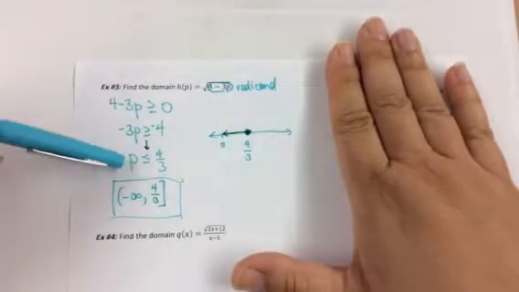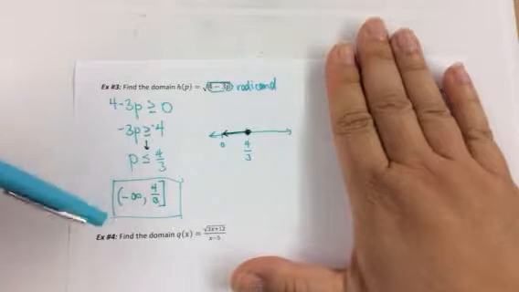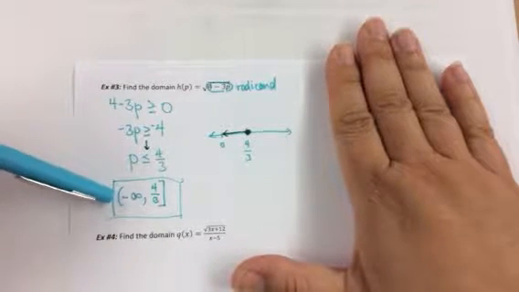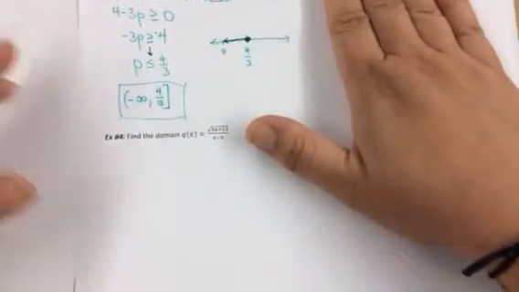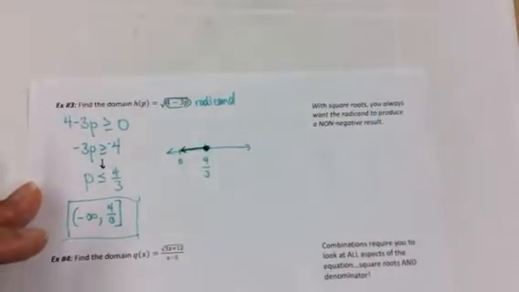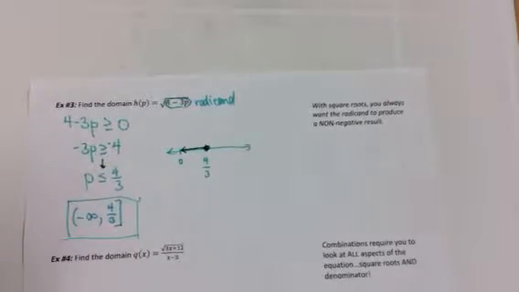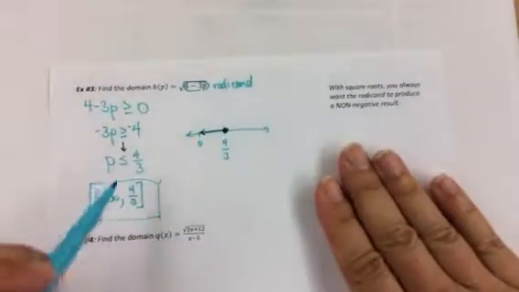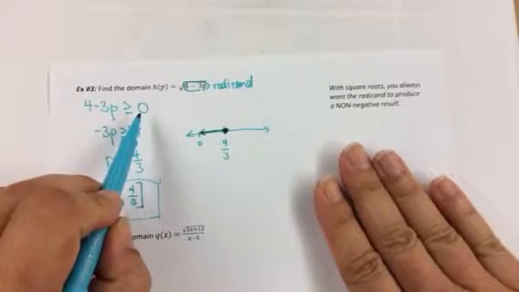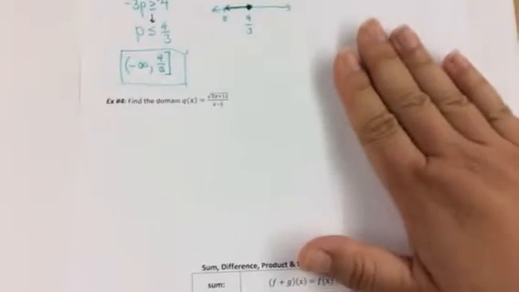And again, the back of the book is going to give you set builder notation. I want you to practice this. This is what I'm going to ask for on the quiz or the test. And you'll see it says right there: with square roots, actually any even root index, you always want the radicand to produce a non-negative result, meaning positive or 0.